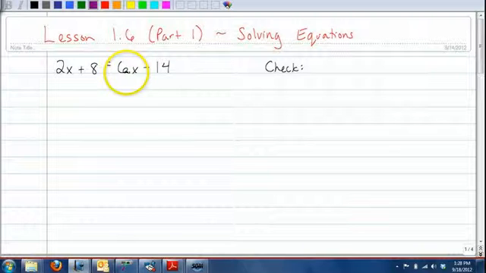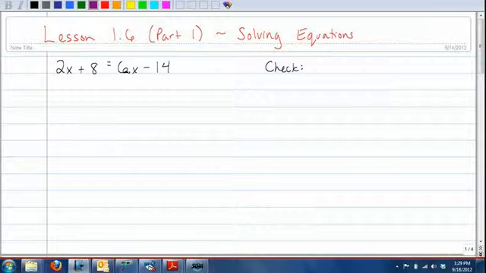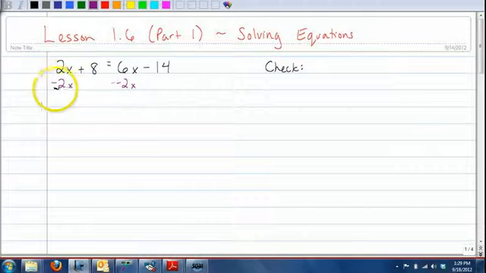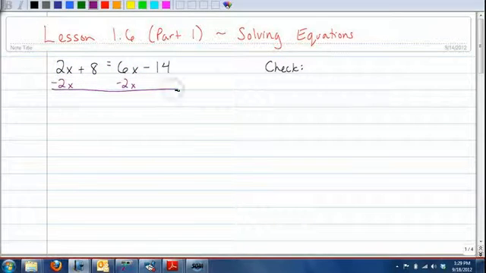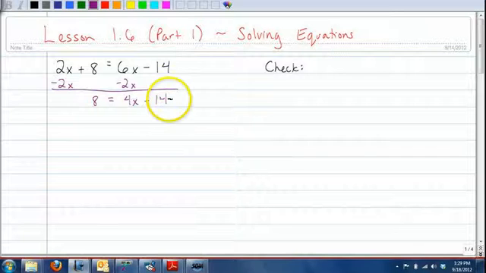The easiest way to do this, to avoid negative numbers, because that's a lot of times where students make most of their mistakes, is when they're dealing with negatives. I like to get rid of the smallest variable. So the smallest variable here is 2x. Because this way when I subtract them, it stays positive. So on the left side, this is a positive 8. On the right side, 6x, take away 2x, leaves me with 4x minus 14.